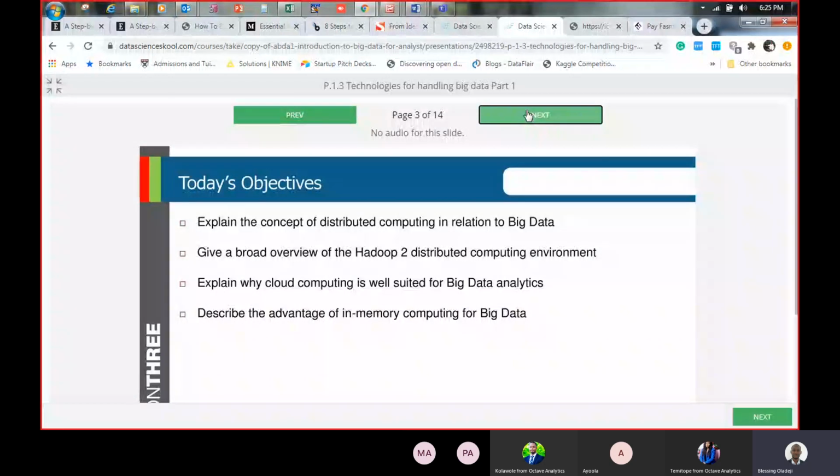Then we'll take a broader look at Hadoop technology and the distributed architecture of Hadoop technology. Then we'll talk about cloud computing and how cloud computing is best suited for big data analytics. And if time permits, we'll look at what they call in-memory computing.